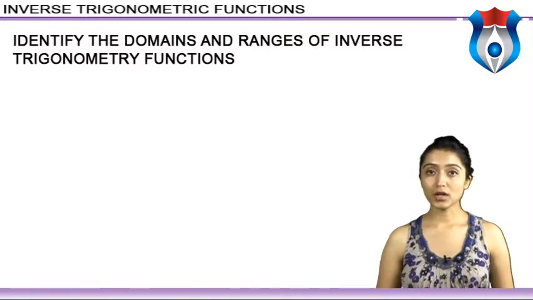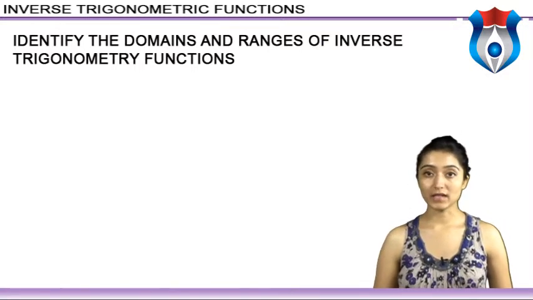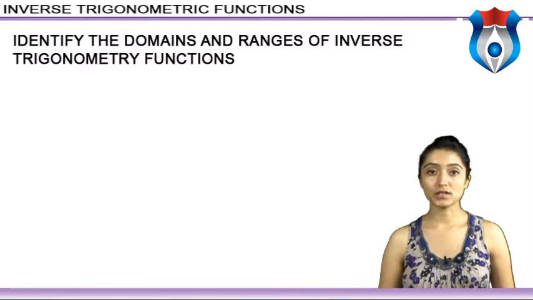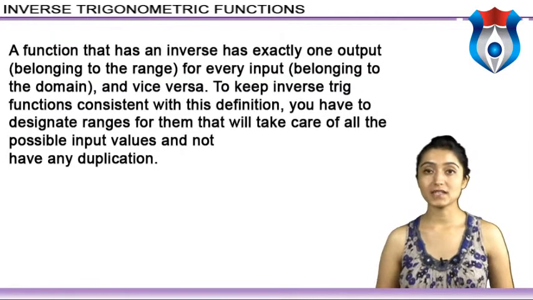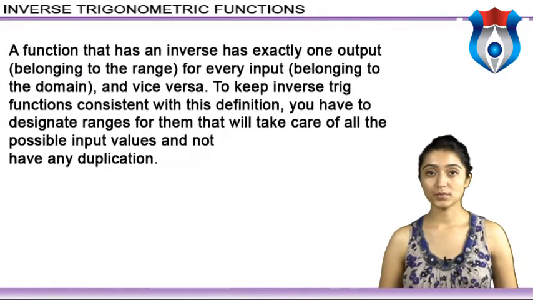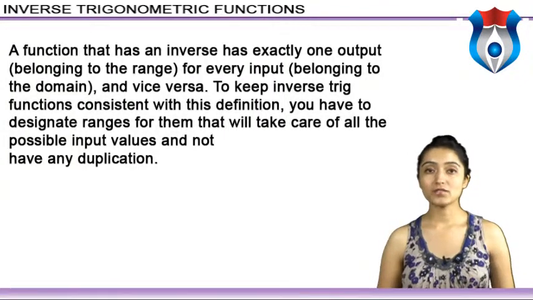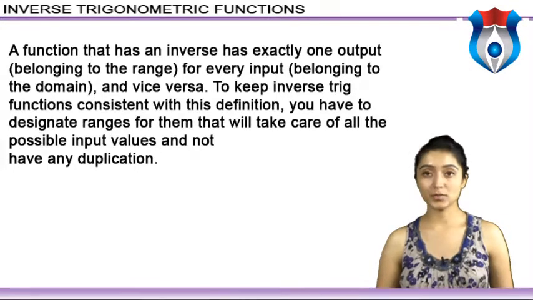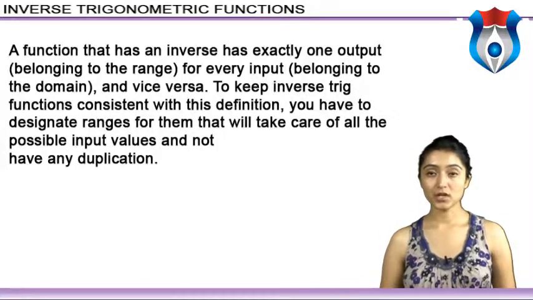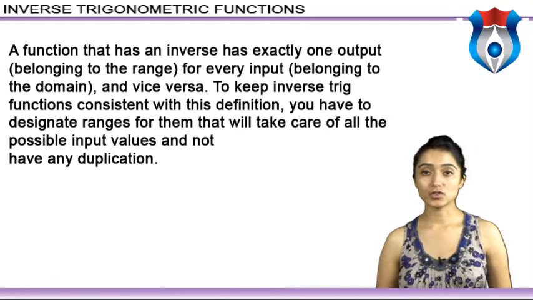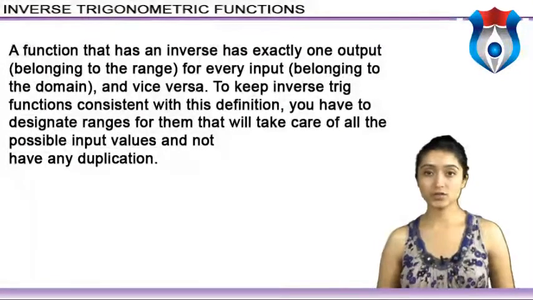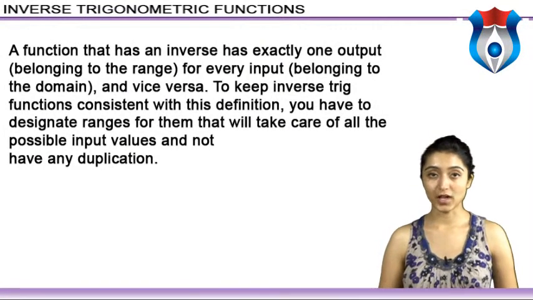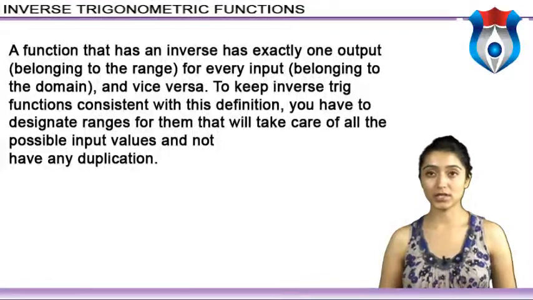Students, now we will talk about how to identify the domains and ranges of inverse trigonometric functions. A function that has an inverse has exactly one output belonging to the range for every input belonging to the domain and vice versa. To keep inverse trigonometric functions consistent with this definition, you have to designate ranges for them that will take care of all the possible input values and not have any duplication.